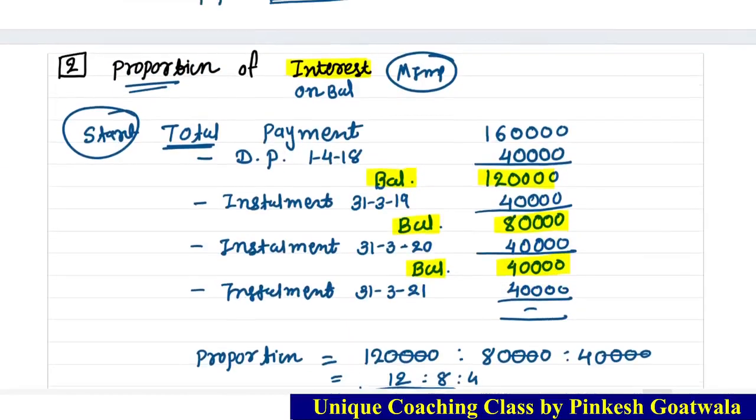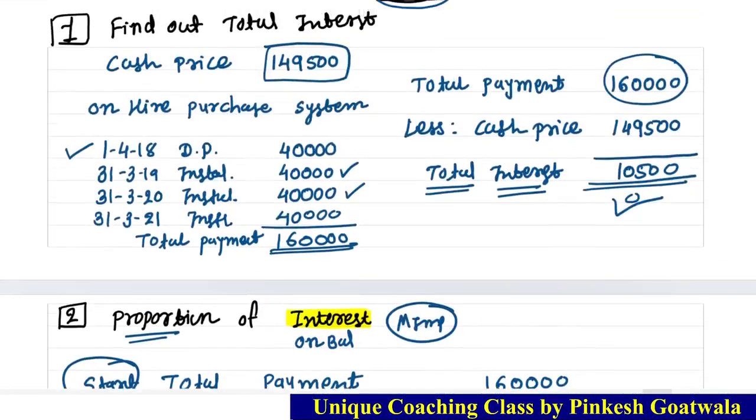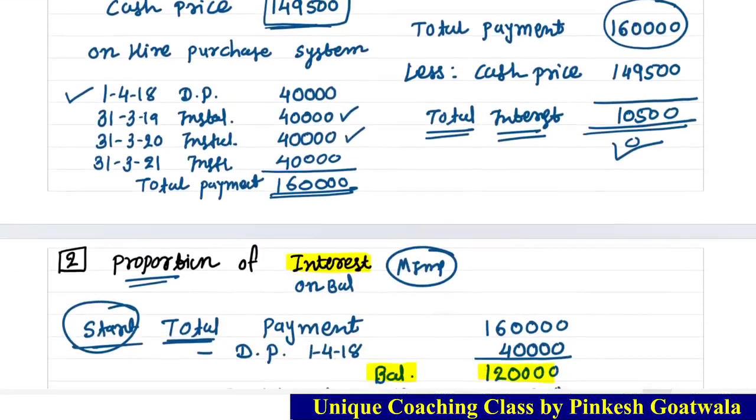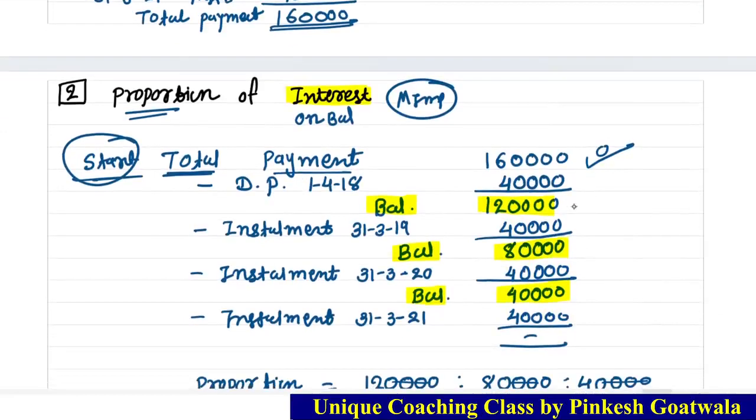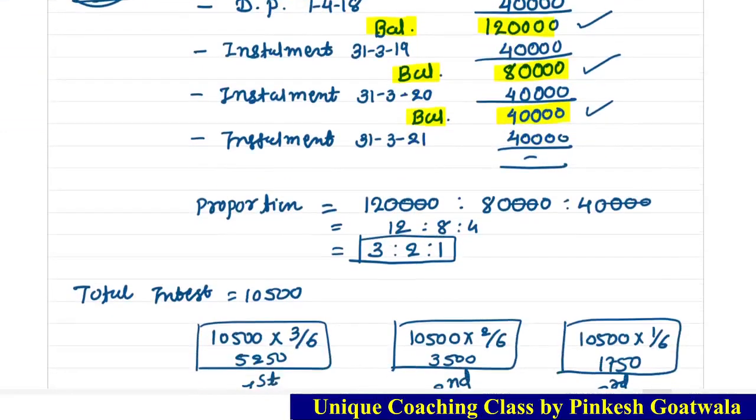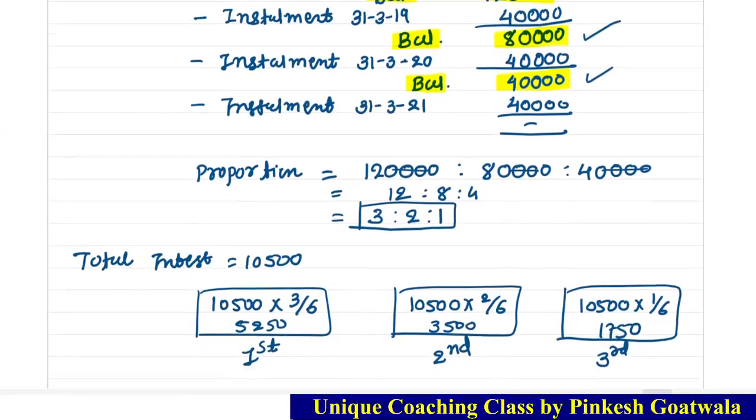The second step is also simple, but remember this, start from total payment. Normally students make a mistake, they start from cash price. So remember, don't start from the cash price. Start from the total payment made. Whatever balance remains, we will make the proportion from that, and the total interest we will distribute over the balances.